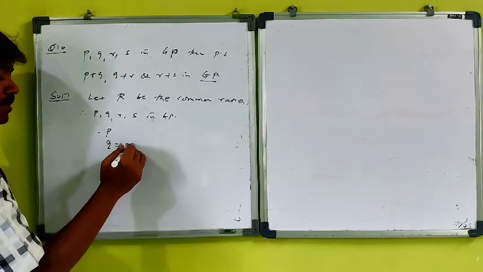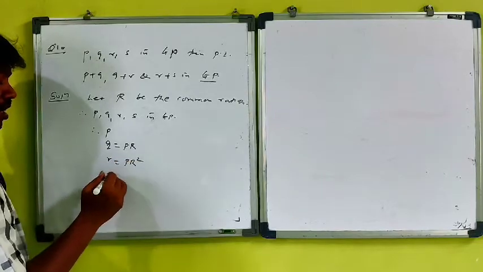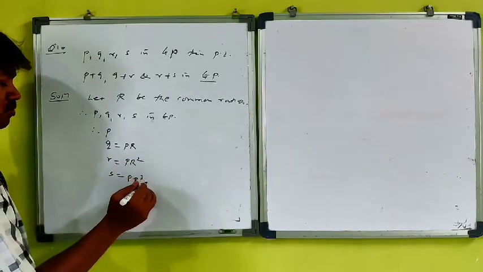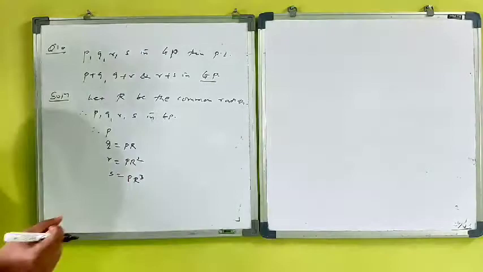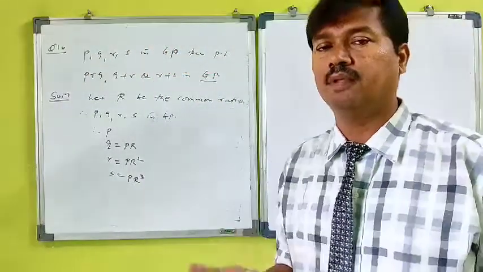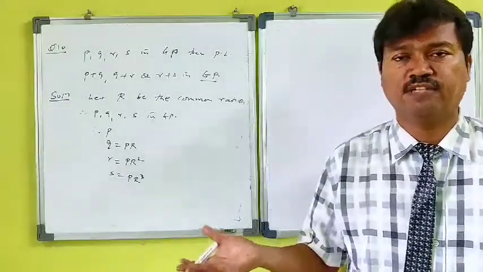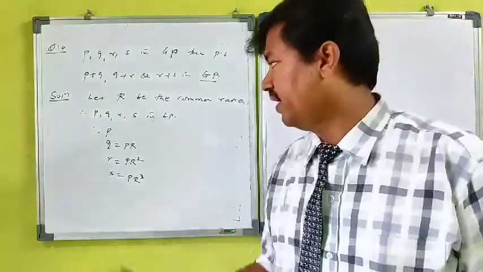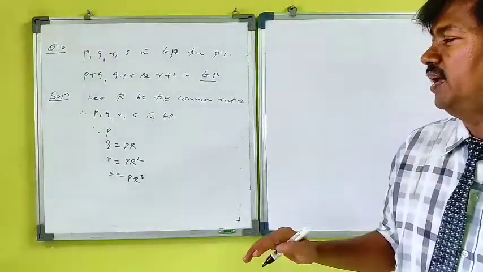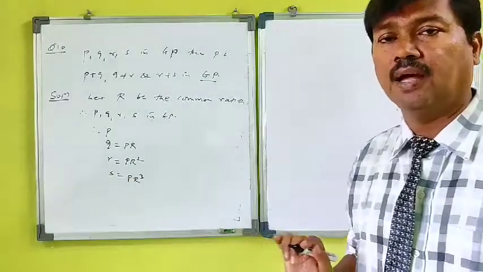Q can be written in P basis, that R is written as, and S can be written in this way, because the ratio is constant. So PR square upon PR is nothing but R. This upon this is nothing but R. So that is the definition of geometric progression. So by definition of GP, we can say that Q is PR, R is PR square, and S is PR cubed.